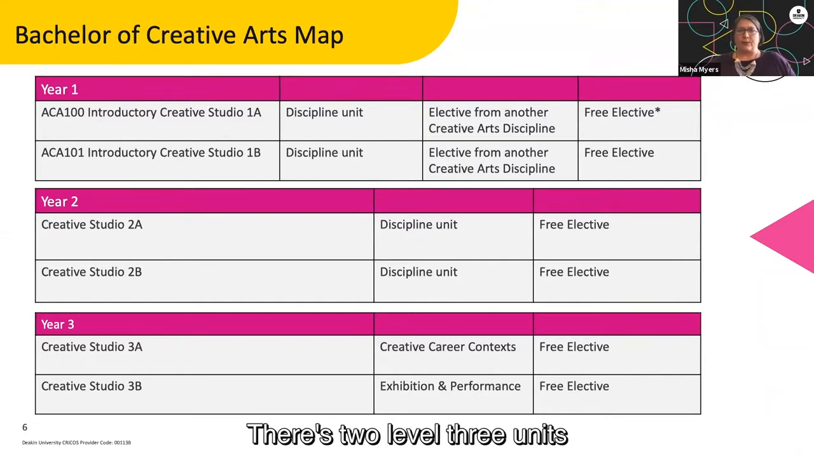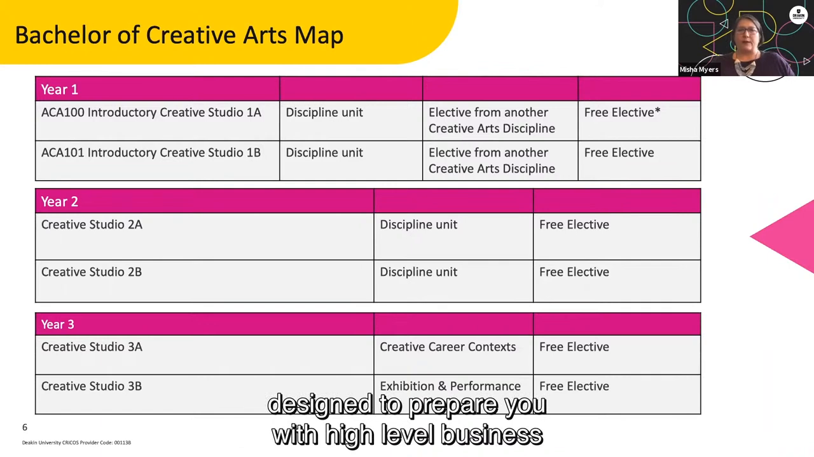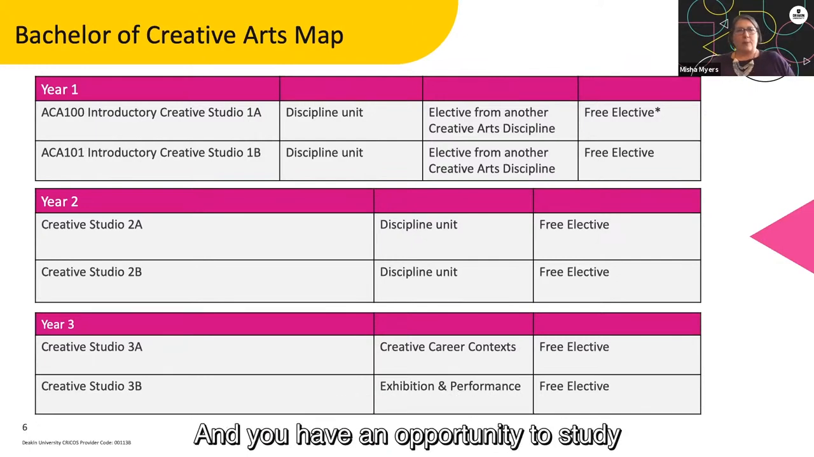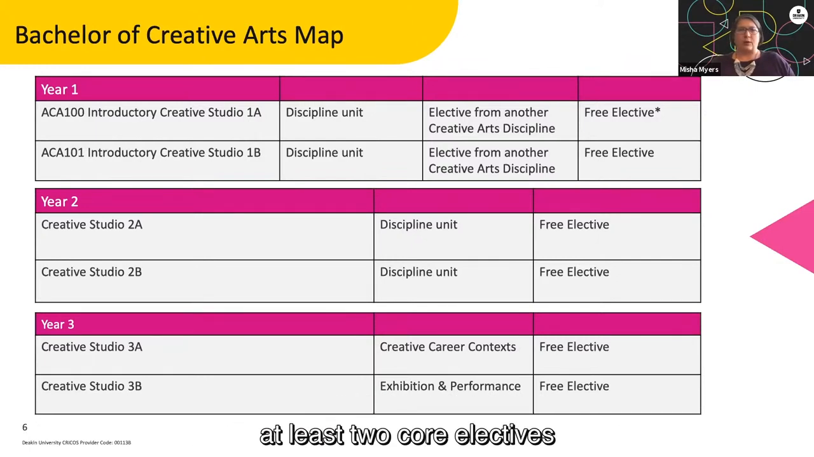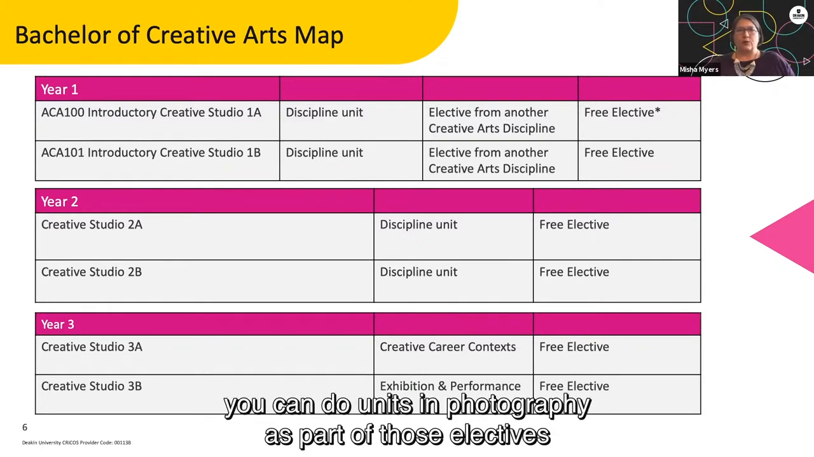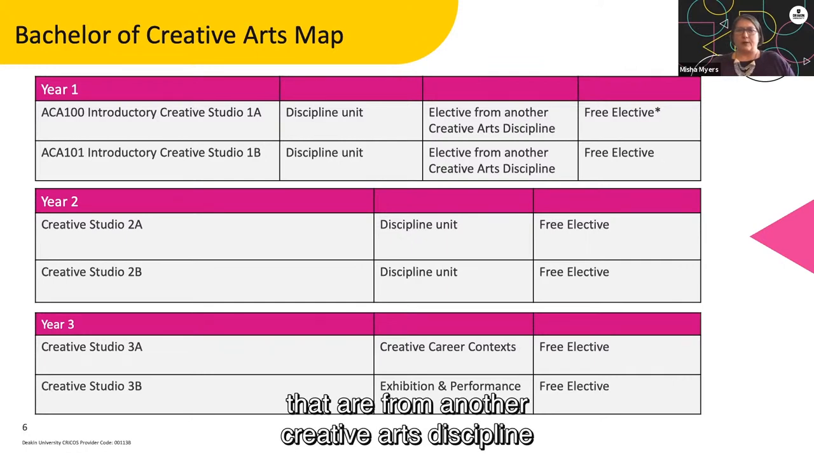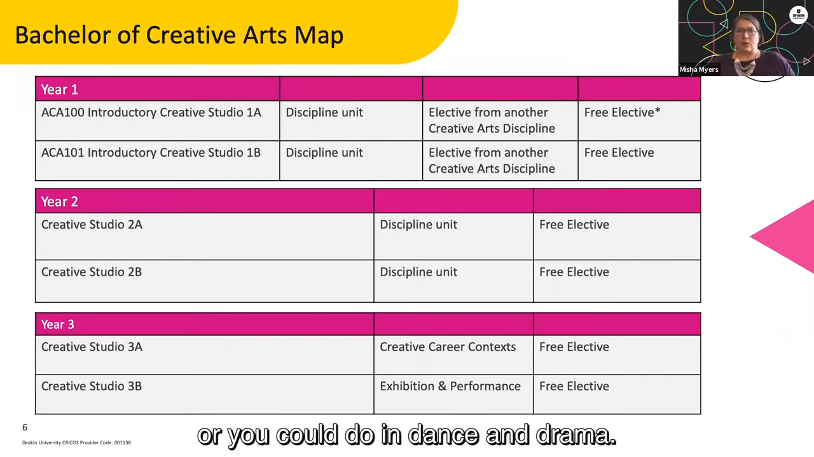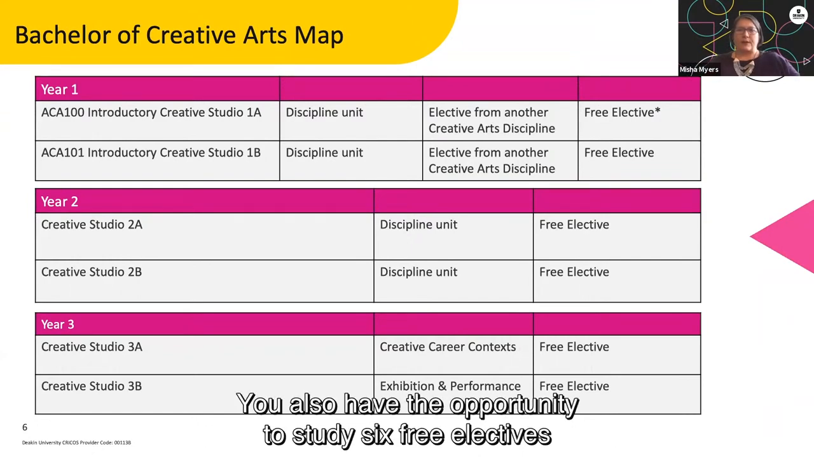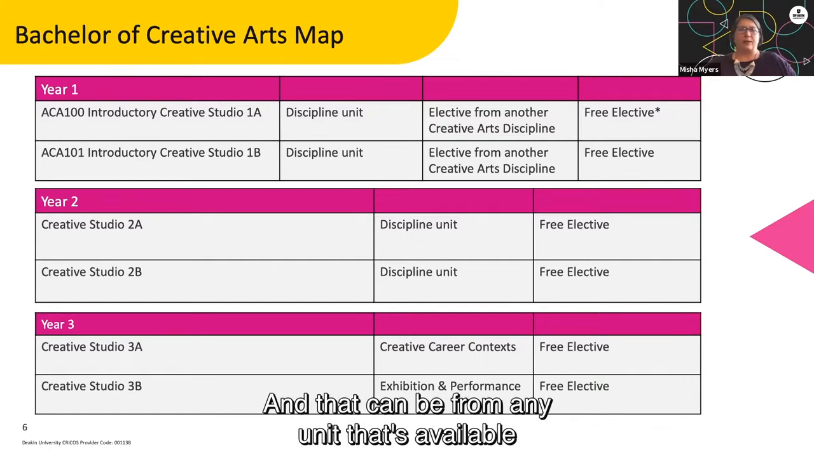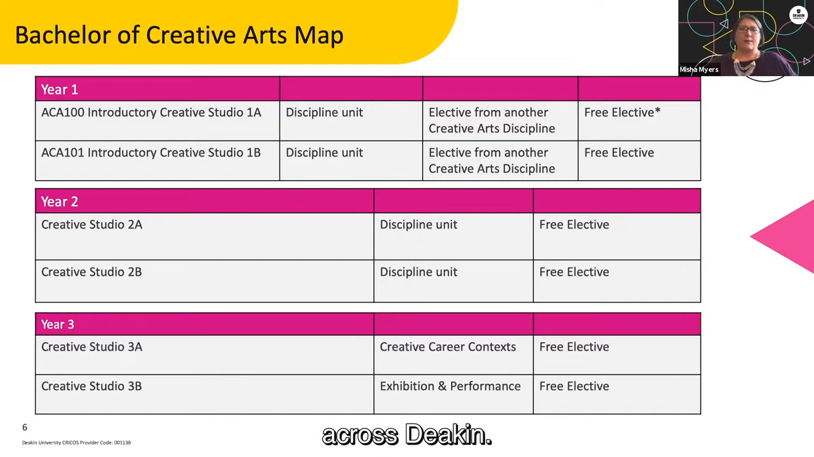There's two level three units designed to prepare you with high level business and management skills to present work professionally. And you have an opportunity to study at least two core electives in another creative arts discipline. So if you're studying visual arts, you can do units in photography as part of those electives that you'll see at the top that are from another creative arts discipline, or you could do dance and drama. You also have the opportunity to study six free electives to shape your own distinctive pathway. And that can be from any unit that's available across Deakin.